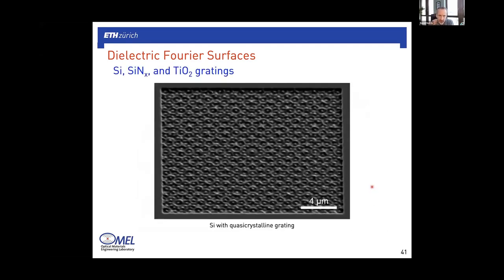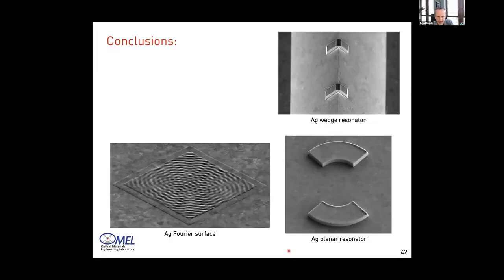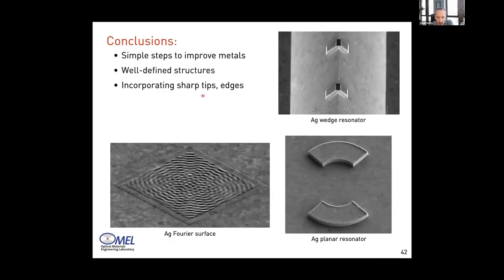And just to show one example, we've made silicon, silicon nitride, and titanium gratings. And this is just one crazy example that Nolan made, combining 12 sinusoids to make this silicon quasi-crystalline pattern. But I think this is just the beginning. So in conclusion, I've tried to show you some simple steps to make better metals and well-defined structures that can incorporate sharp tips and edges.